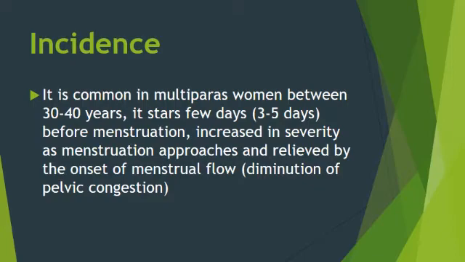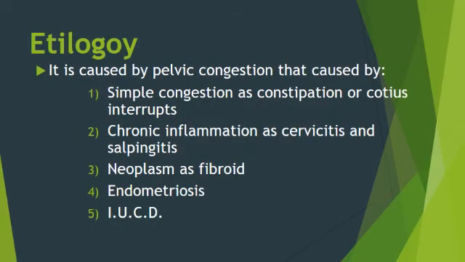Incidence: it is common in multiparous women between 30 to 40 years. It starts 3 to 5 days before menstruation, increases in severity as menstruation approaches, and is relieved by the onset of menstrual flow due to diminution of pelvic congestion. Etiology: it is caused by pelvic congestion, which may be caused by simple congestion such as constipation or coitus interruptus, chronic inflammation such as cervicitis, salpingitis or PID, neoplasm such as fibroid, endometriosis, and IUD.